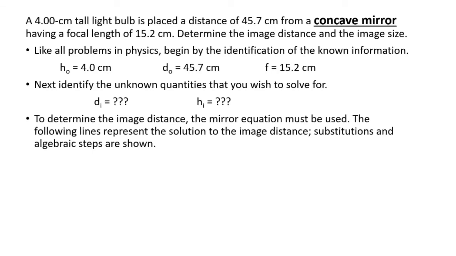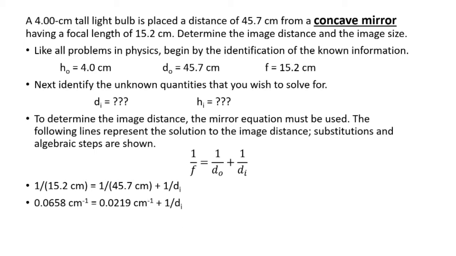To determine the image distance, the mirror equation must be used. The following lines represent the solution to the image distance. Substitutions and algebraic steps are shown. So here's the mirror equation. This is a concave mirror, so the focal length is positive. The object distance is given and is positive, and we're going to find out what the image distance is.